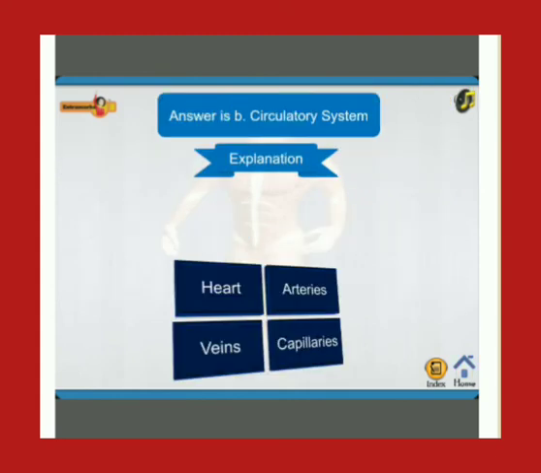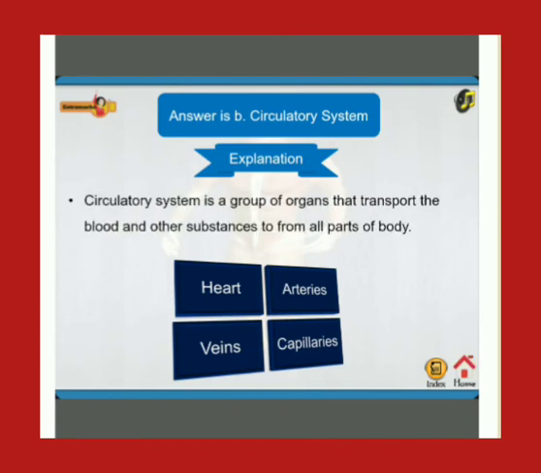B. Circulatory system. Explanation: Circulatory system is a group of organs that transport the blood and other substances to and from all parts of body. It includes heart, arteries, veins, and capillaries.